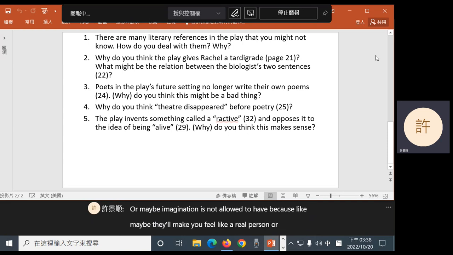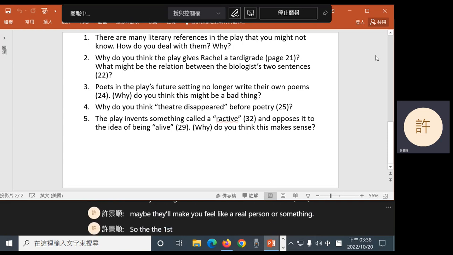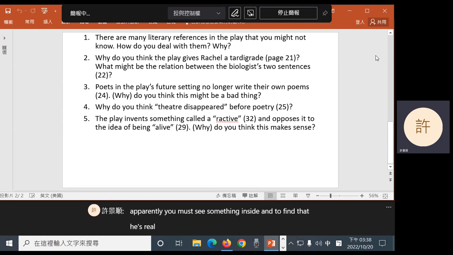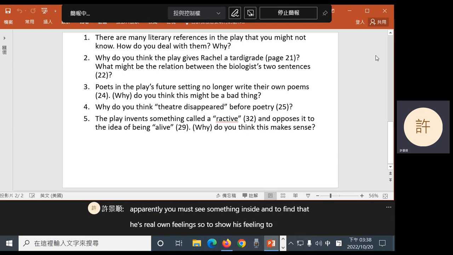So that's the first thing that comes to mind. But to me, I think imagination is quite important to a poet, because a poet can always see something apparently. He must see something inside and find his own real feelings, or show his feelings to make people feel inspired or touched. So to a poet, I would think the first thing is imagination.